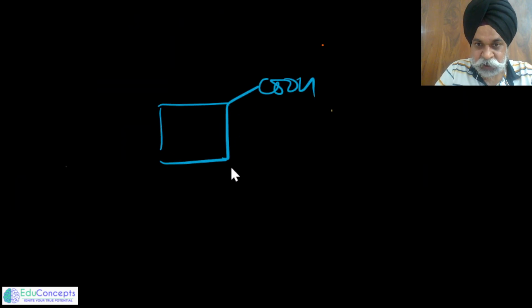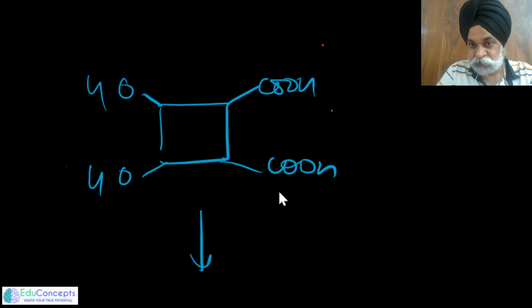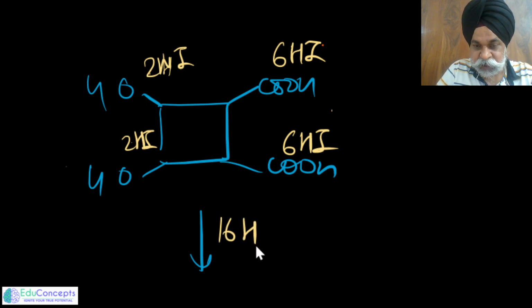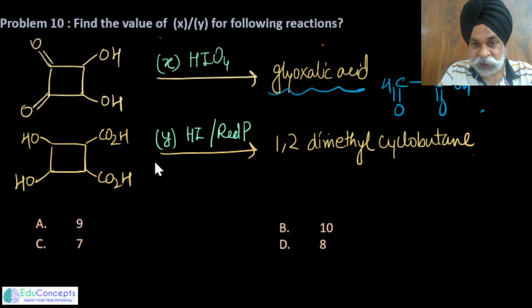So in totality, this is COH, this is COH, and this is OH, this is OH. So how many moles of HI are being used? Here you have used 6 HI, 6 HI. Here you have used 2 HI and 2 HI. So in total 6, 6, 12, 12 plus 2 and 2, so 16 HI are being used. And this 16 HI would convert this into this compound, which they have written as 1,2-dimethyl butane. So 16 HI is the Y. This is 16, and this had been 2.